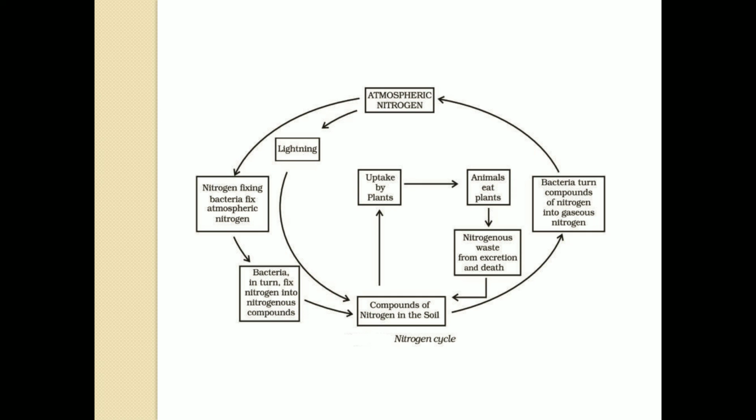Then the plants are consumed by the animals. Then the nitrogenous wastes are converted into nitrogen again with the help of bacteria. So this is the nitrogen cycle. It is a very important cycle.